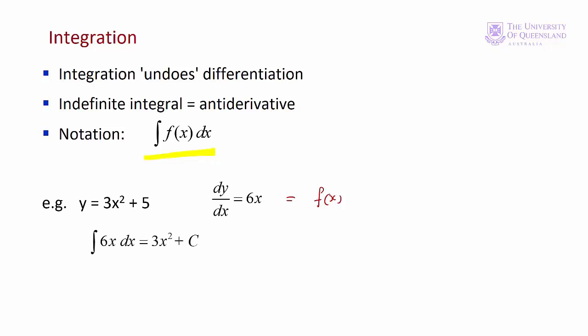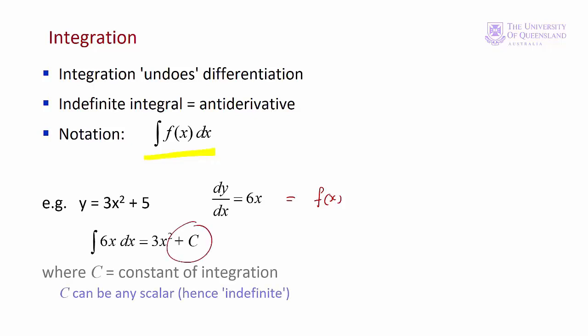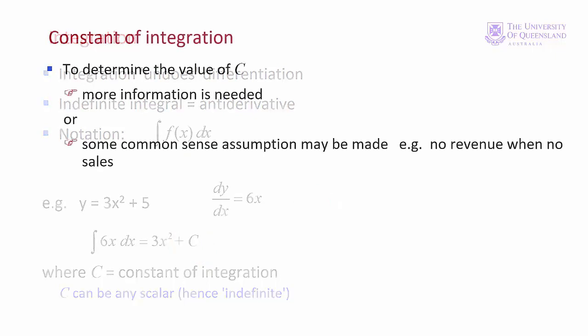However, we can't reverse the operation completely. If there's a constant in the original function, it's lost forever. It can't be recovered. We overcome this problem by substituting the constant of integration, c, for any lost constant. This is the indefinite integral. We integrate a function, and the answer is another function. We'll see shortly that in the case of the definite integral, when we integrate, we end up with a numerical value. Sometimes c can be determined.